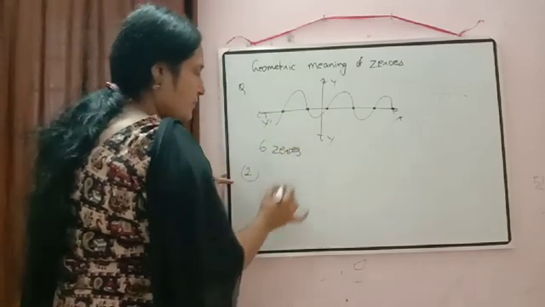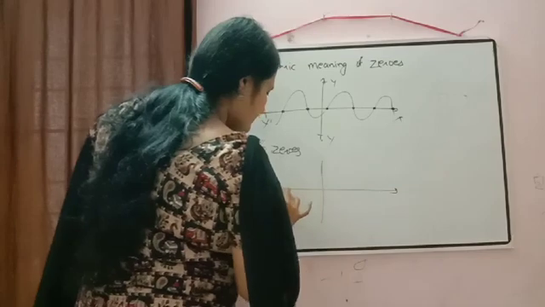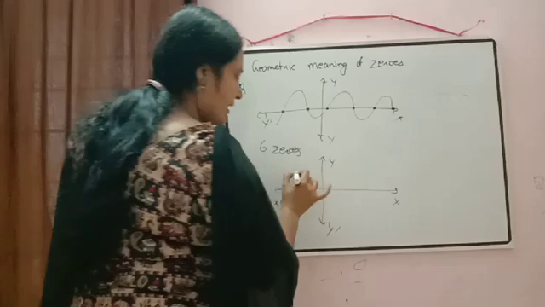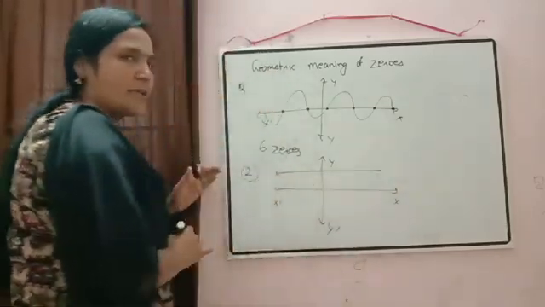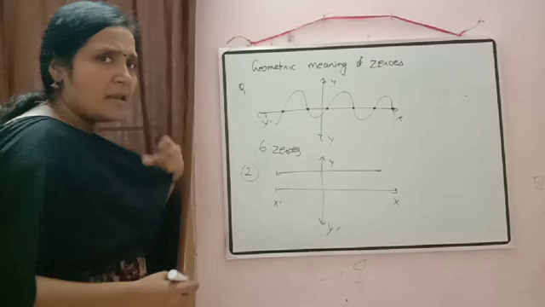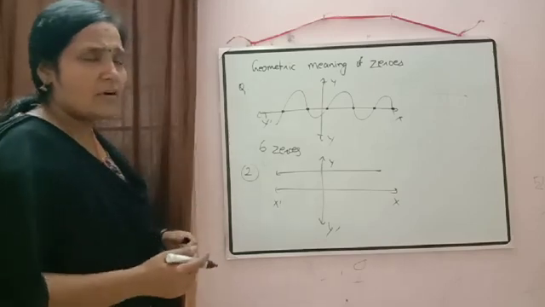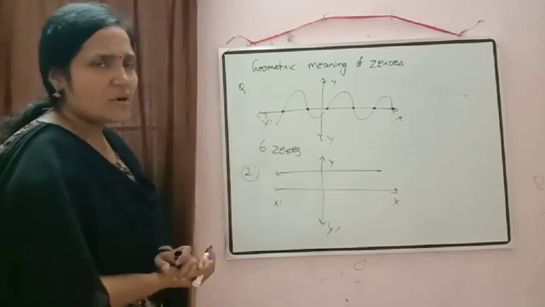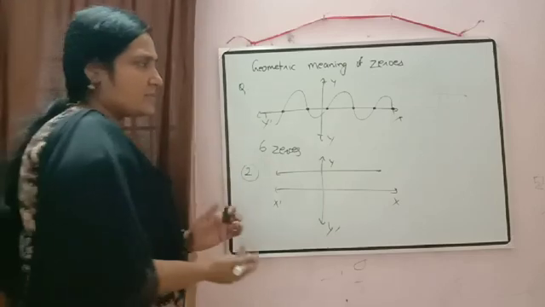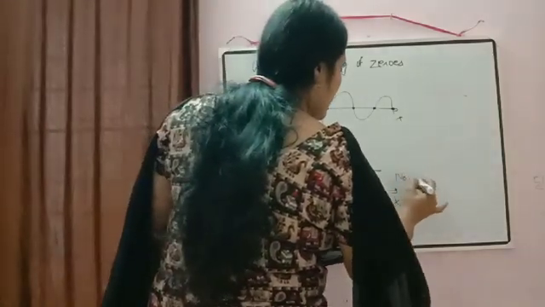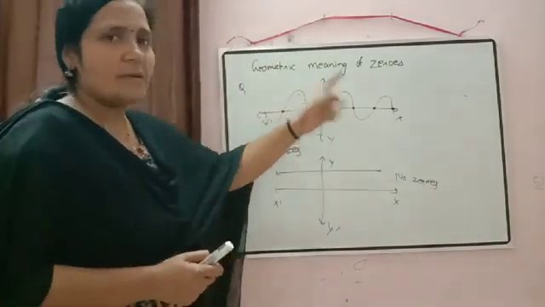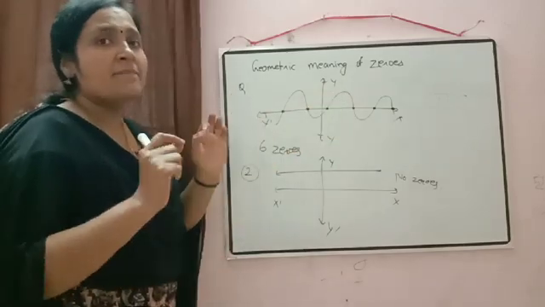Now for the second one, suppose I am drawing in this way, with x-axis, x dash, y, y dash here. Suppose I have drawn a line in this way. What will be the zero of this polynomial or this line? We know zero of the polynomial means it should intersect the x-axis. At present the line is not intersecting the x-axis, correct? So this polynomial or line will have no zeros. So to find the number of zeros, count how many times the graph of the polynomial intersected the x-axis.